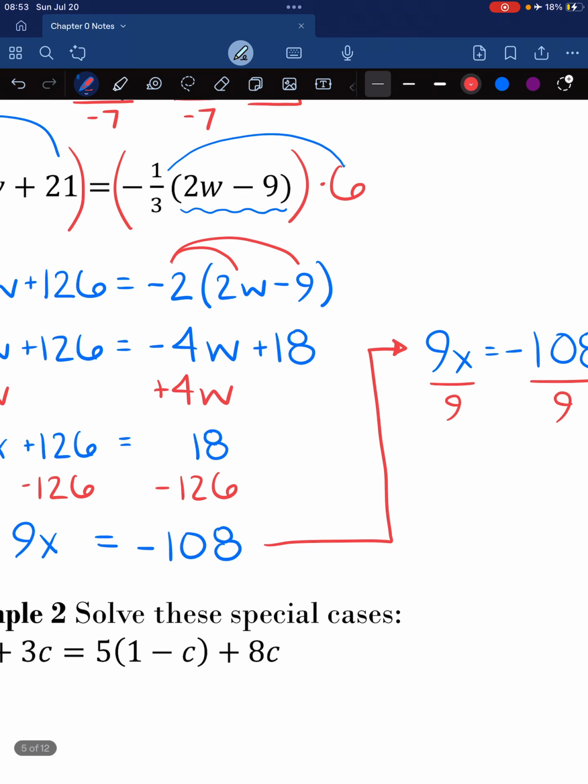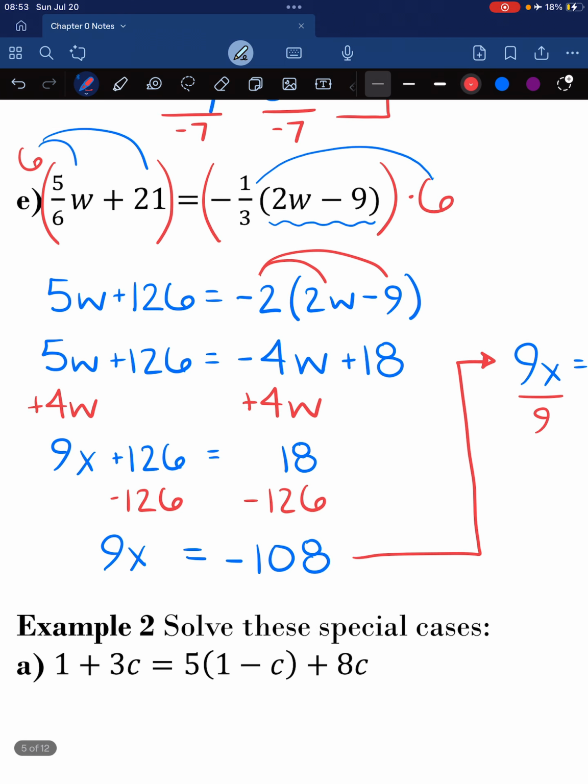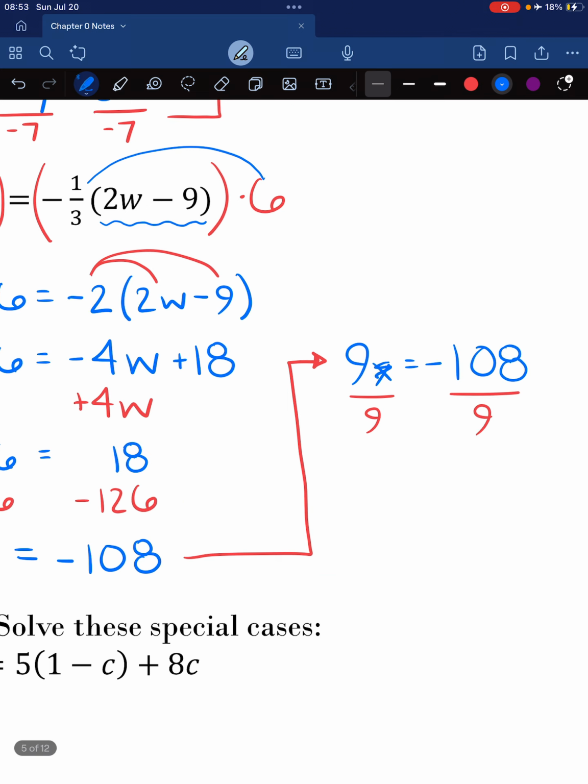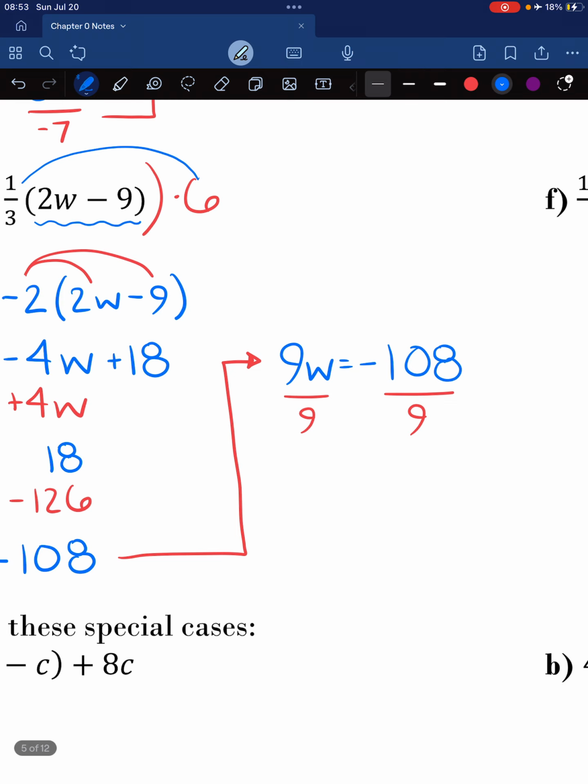Divide both sides by 9. How did I change from a W to an X? That's kind of funny. Let's go back and fix that. Must have been because I was talking at the same time that I was writing. Okay, those are changed back to W's. That makes a little more sense now. And we end up with W equals negative 12.